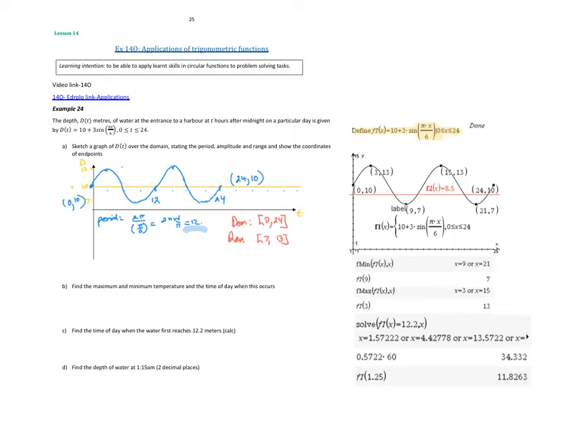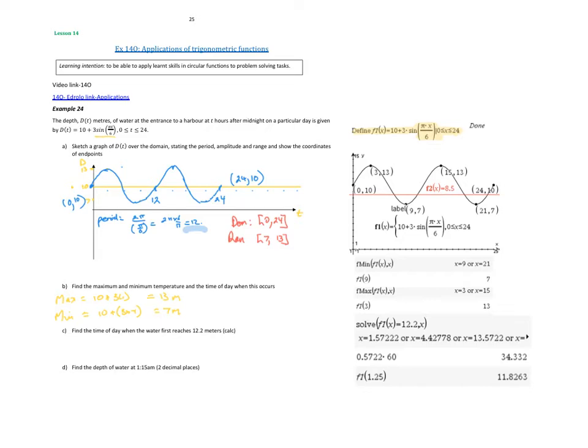Okay. Find the maximum and minimum temperatures. So with maximums and minimums with our trig functions, we just have to analyze, think about the graph itself. The sine function itself has a maximum positive value of 1 and a minimum negative value of -1. So if I put +1 in for sine, I end up with 10 plus 3 times 1, if you like, which is equal to 13 meters. And the minimum is going to be 10 plus 3 times -1, because the minimum sine value is -1, which is equal to 7 meters. So there's my maximum and minimum.